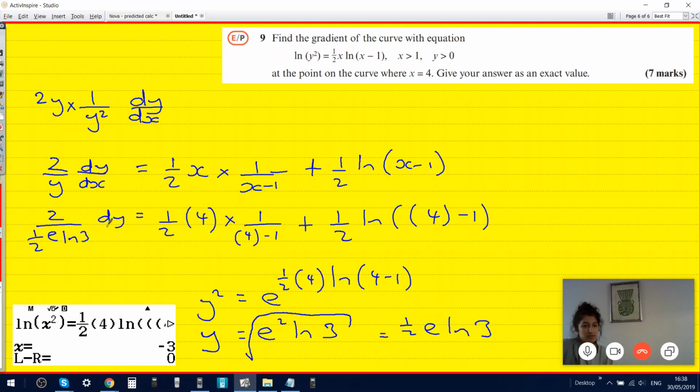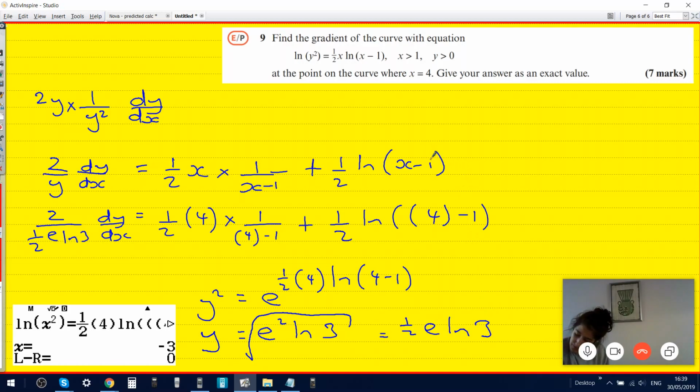I must have messed up somewhere. What did you do? So I just rewrote this. If you do the two separately, the square root of e squared is e. And ln 3 to the half is the same as the square root of ln 3. And because it's a log, you can bring the power to the front. And so a half e ln 3 is that.